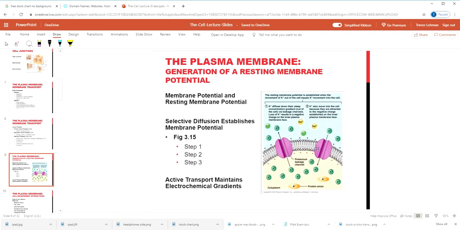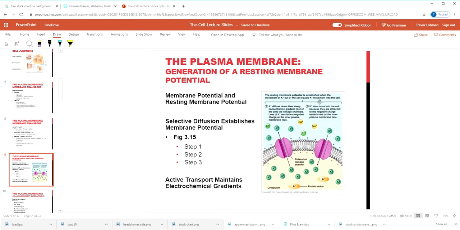So if these channels are always open, these are leakage channels, where is potassium more highly concentrated? It's more highly concentrated inside of the cell. So where does it want to go? It wants to leave, and it does. Look at the left side of this drawing. The potassium is leaving.